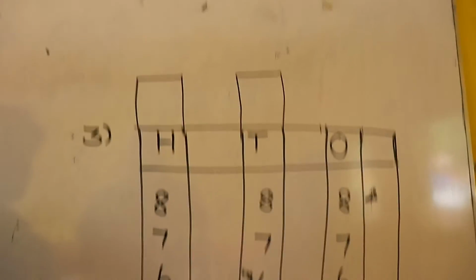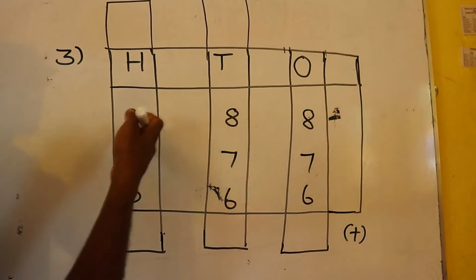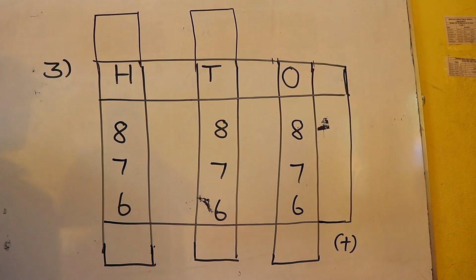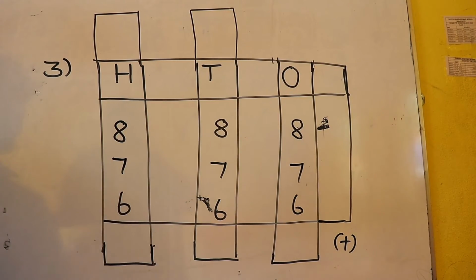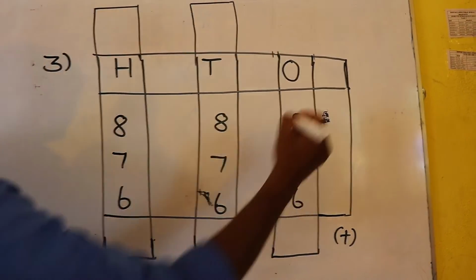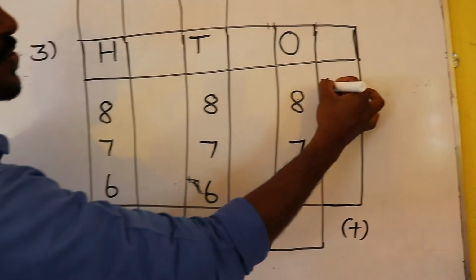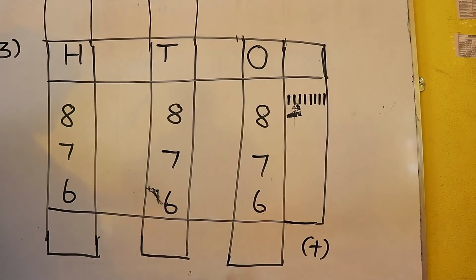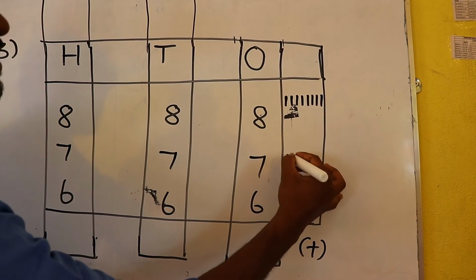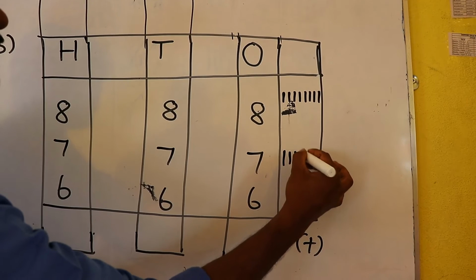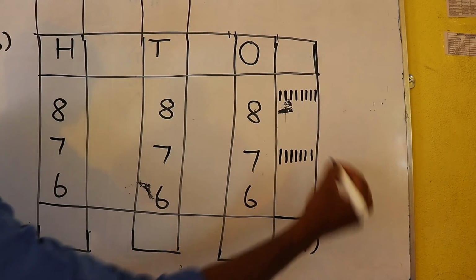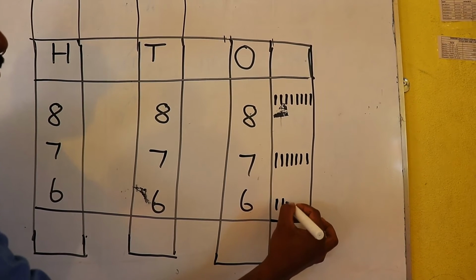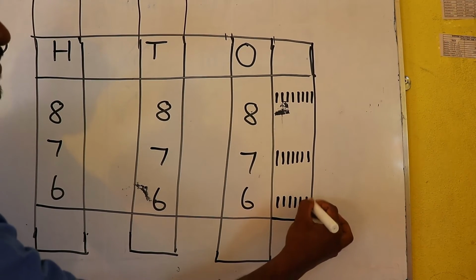Next, third sum. The third sum is also a 3-digit number. So 1, 2, 3, 1, 2, 3, 1, 2, 3. So first I will start with the ones value. The first number is 8, so here draw 8 lines. Second number 7, so draw 7 lines. Then the last number 6, so draw 6 lines.